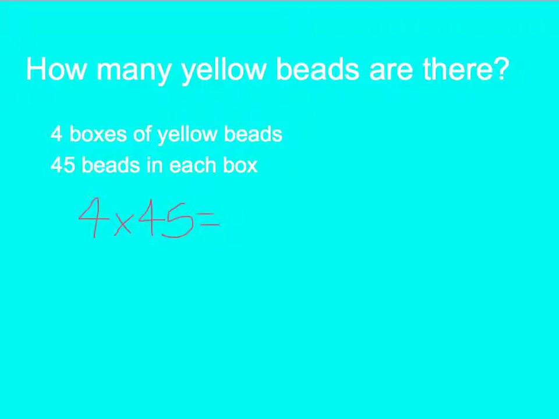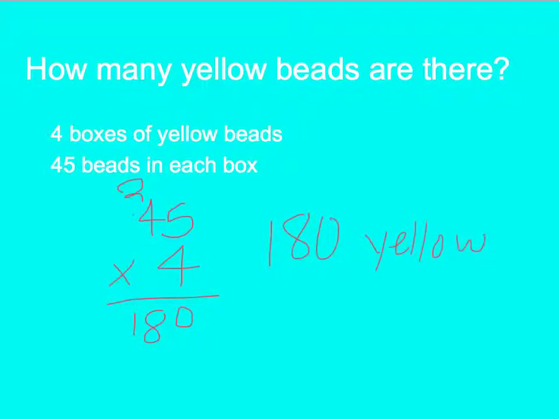And I'm actually going to rewrite this so that I can solve it. So 45 times 4. When I multiply this out, 5 times 4 is 20. Carry the 2, 16 plus 2 is 18. So she has 180 total yellow beads. So we're one step closer to solving our final question. Now we know how many yellow, how many red, how many green, and how many blue.